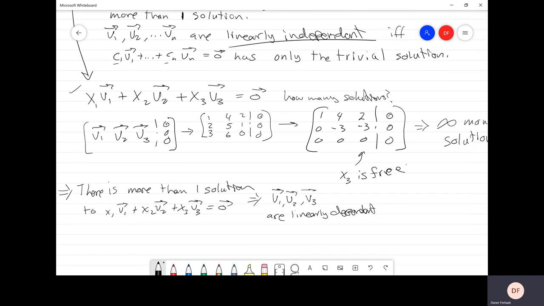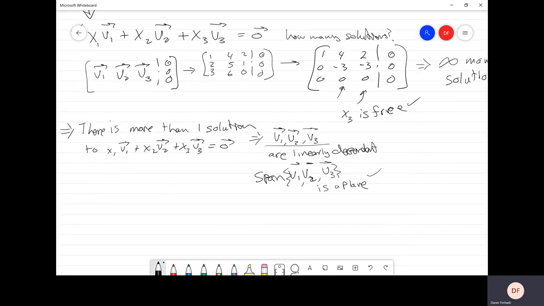Okay, and because there's only one free variable, the span of V1, V2, and V3 is a plane. If there were two free variables, it would be a line. And if there were 0 free variables, the span for these three vectors would actually be any vector in three dimensions would be a linear combination of these three vectors.